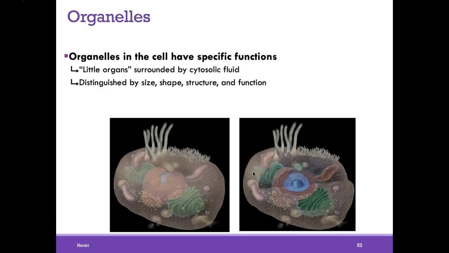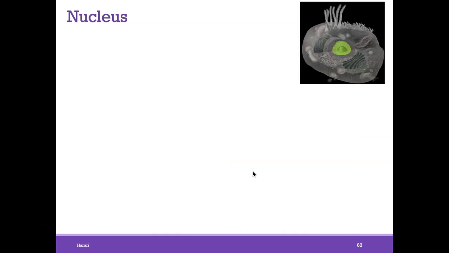So organelles in the cell have specific functions, right? Organelles literally mean little organs. And they're surrounded by the cytosol, which is the fluid. So together, organelles and the cytosol make up the cytoplasm. And organelles have different shapes and structures, which of course means they have different functions. Let's start with the nucleus.